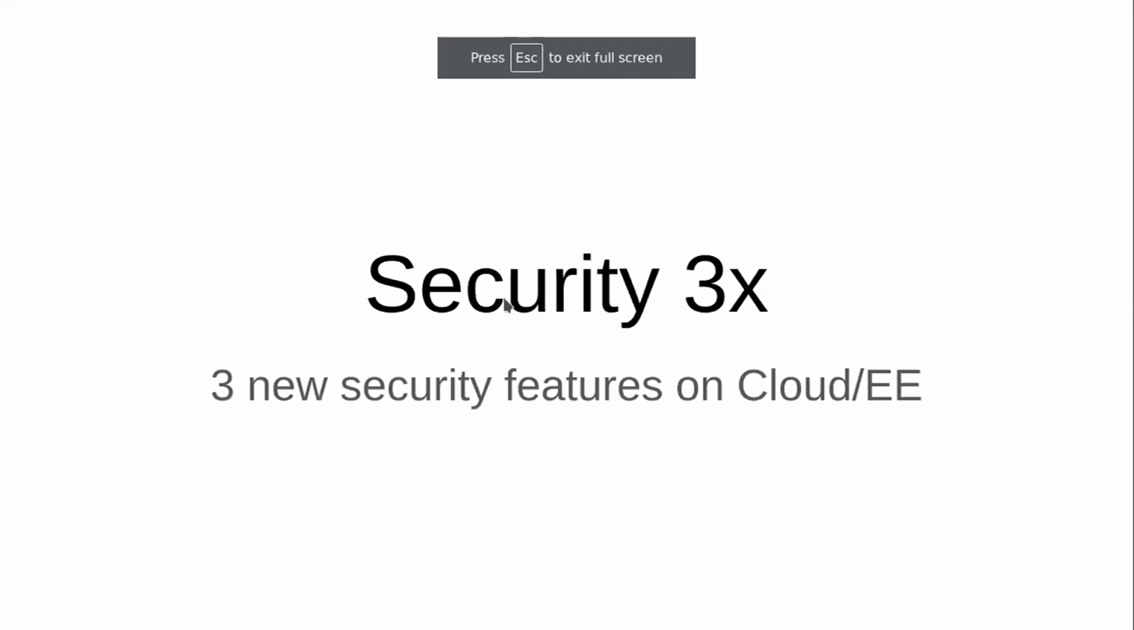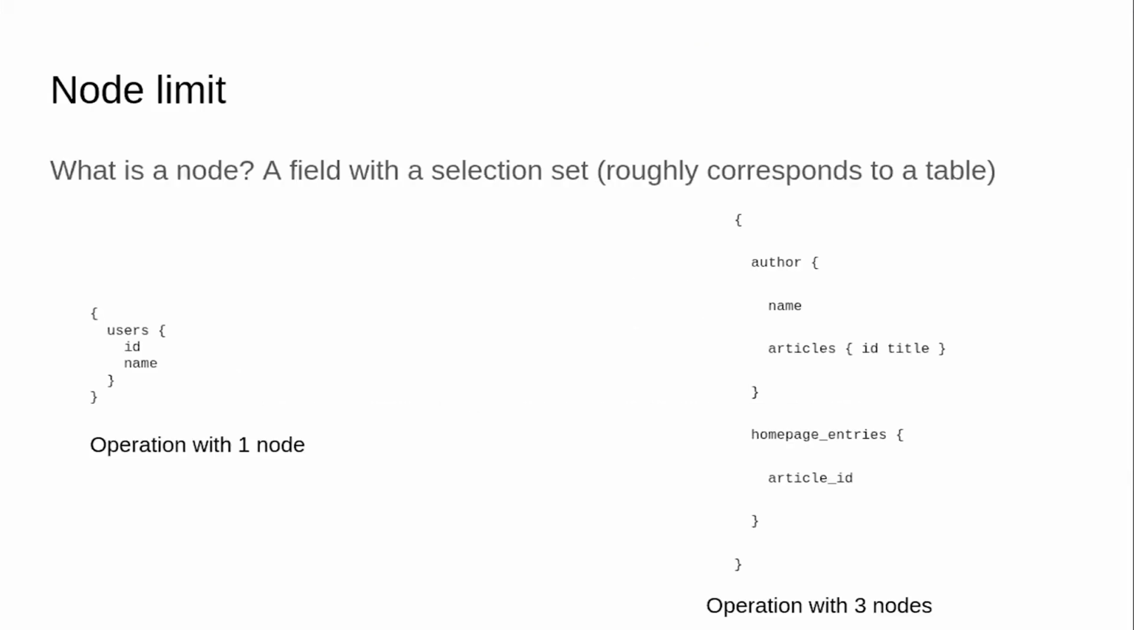Hey folks, so I'll be talking about 3 new security features that we are just about to launch on the cloud and enterprise products. Let's jump right to it. The first one is an extension of customizing your API limits. If you have a public facing API, or high load, and you want to restrict what kind of operations can be run.